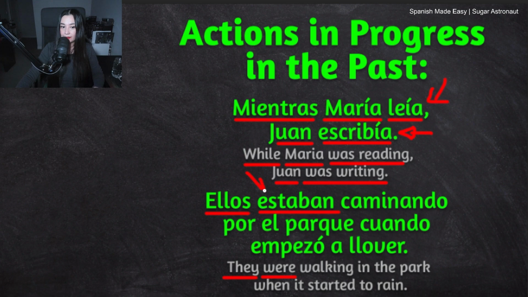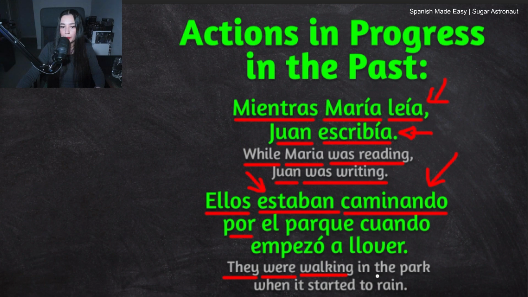Right here. Imperfecto. We have it right here. And the verb is estar. Okay, estar. And estaban is the verb conjugated in the imperfect form, or rather tense. Caminando, walking. Okay, this is the gerund. This is a verb as well, caminar, but this is the gerund. So the verb is in the gerund form.